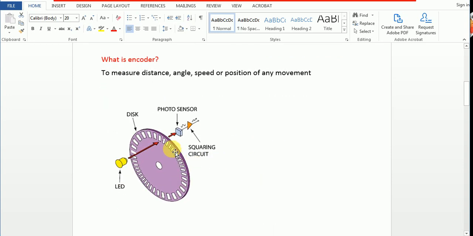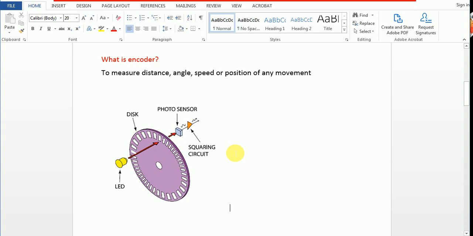This is a basic electronic diagram of an encoder. This is a disc which will be attached to the shaft of a motor or any movement. This is the transmit LED, and this is a photo sensor, the receiver of the LED. You can see this disc has some slots, and light will pass through a slot but will not pass through the gray part, which is opaque, and the counter will count the pulses from this point.